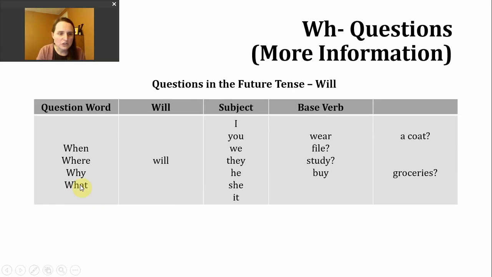I could start here with my question word what, then add will, pick a subject, they study. There's a question. What will they study? We could do, why will you wear a coat? Again, we're just following this normal pattern.